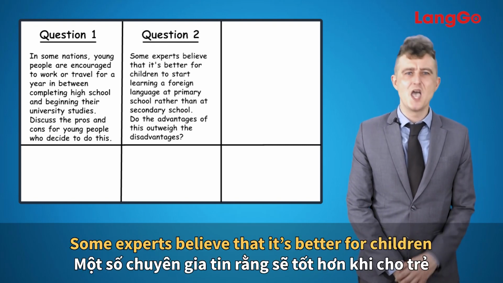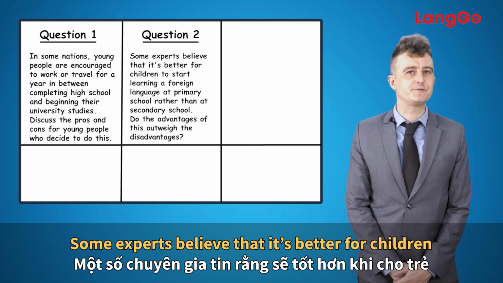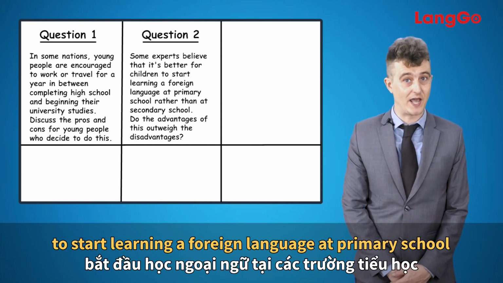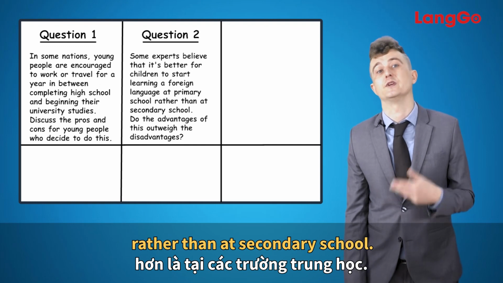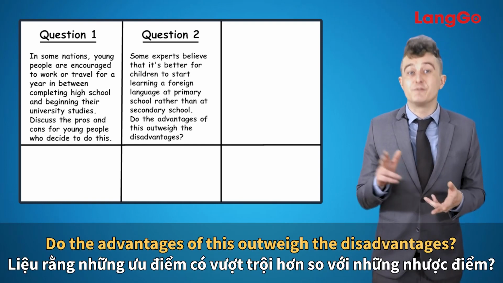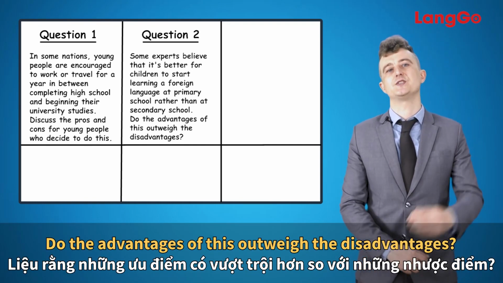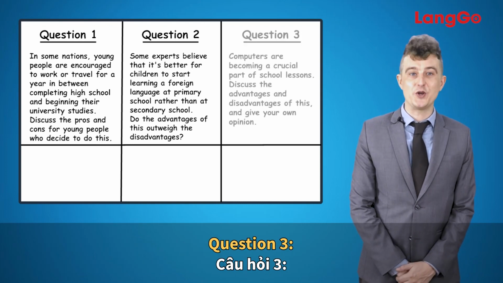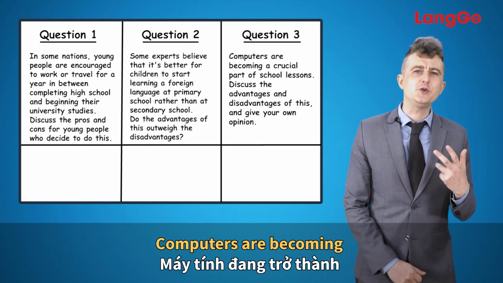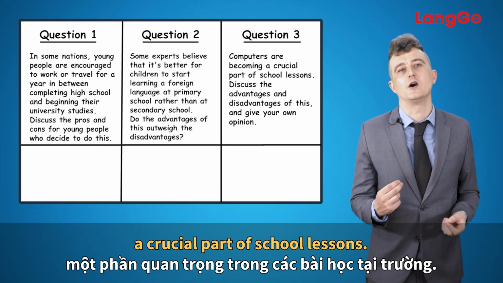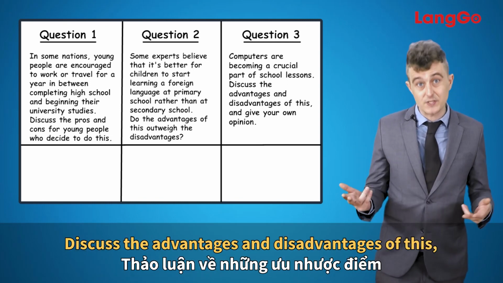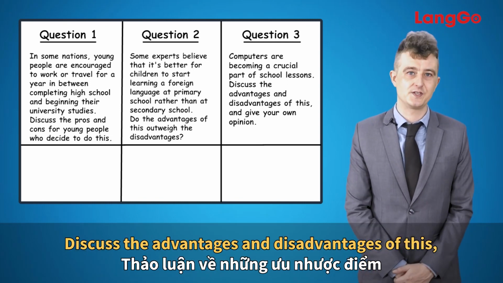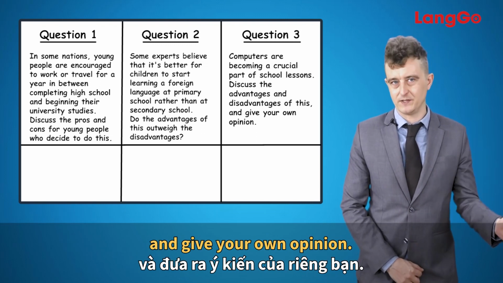Question 2. Some experts believe that it's better for children to start learning a foreign language at primary school rather than at secondary school. Do the advantages of this outweigh the disadvantages? And question number 3. Computers are becoming a crucial part of school lessons. Discuss the advantages and disadvantages of this and give your own opinion.